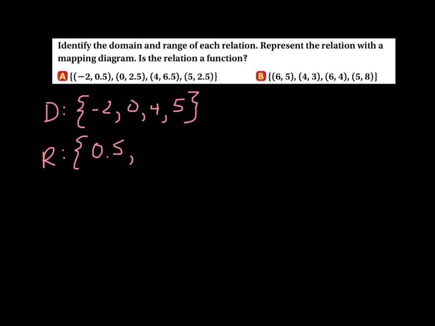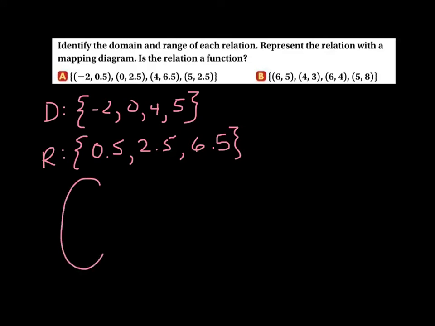So, domain. We're going to express our domain here. X values. So -2 is the smallest, then 0, then 4, then 5. Range. 0.5 looks the smallest. 2.5 is listed twice. Only list it once. Do not list it twice in your range. Oop, that's not a 2. Hold on. Try that again. 6.5. Okay, so there's your domain and your range.